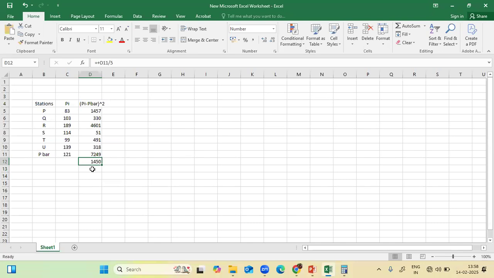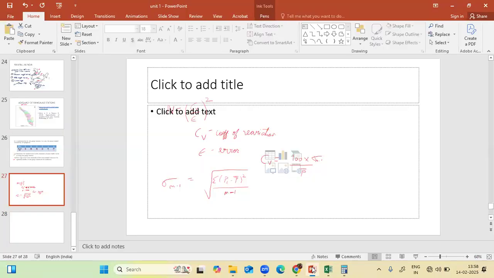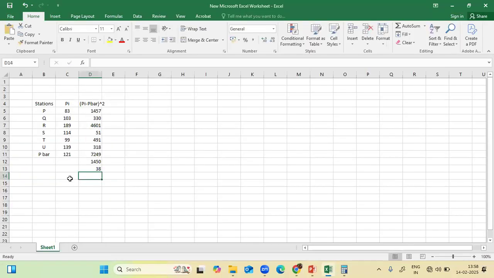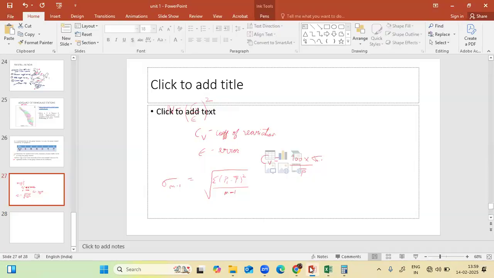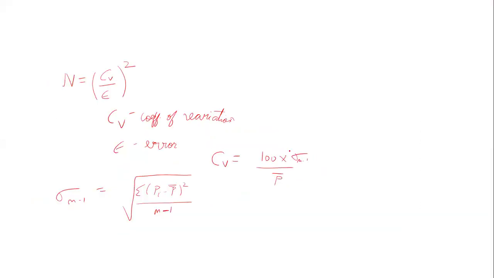We have computed this. Now square root of this value will give me my standard deviation. Okay, so standard deviation in this case is 38. To determine CV, the formula we have already seen, 100 into standard deviation upon average precipitation, which comes out to be 31.5. So in our case, CV comes out to be 31.5.